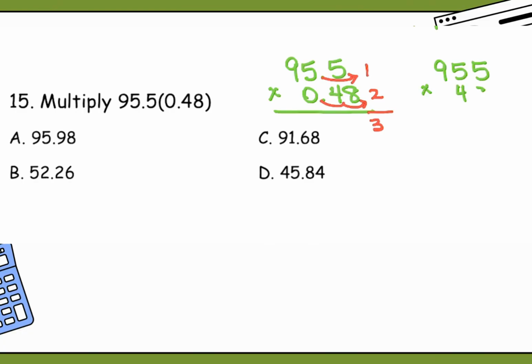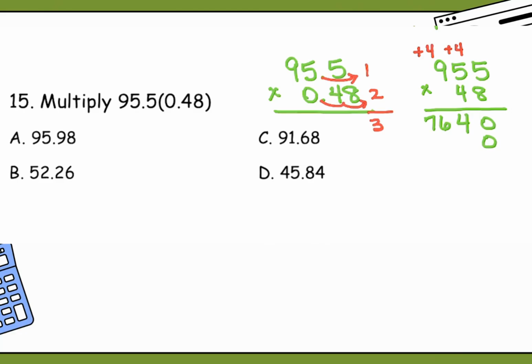times 48. Let's begin. 8 times 5 is 40, so let's write our 0 and carry our plus 4. 8 times 5 is 40 plus 4, which is 44, so let's write our 4 and carry plus 4. 8 times 9 is 72, plus 4 is 76.